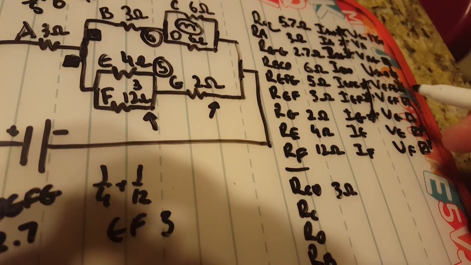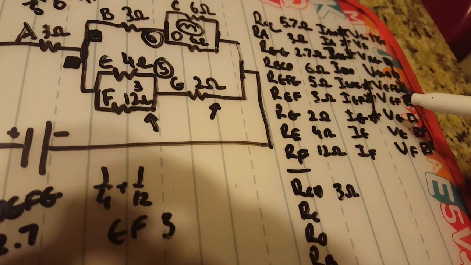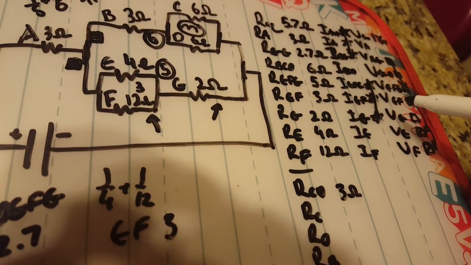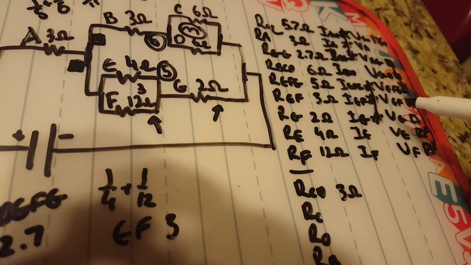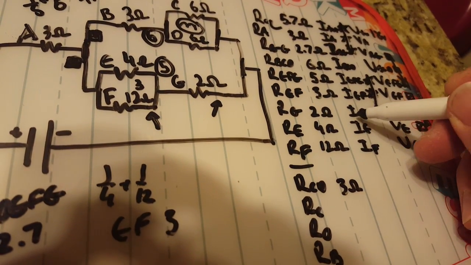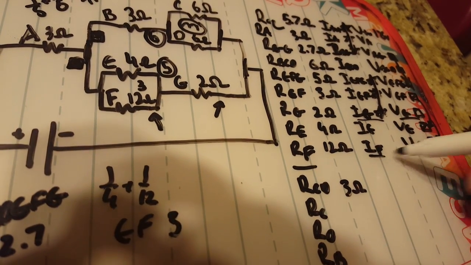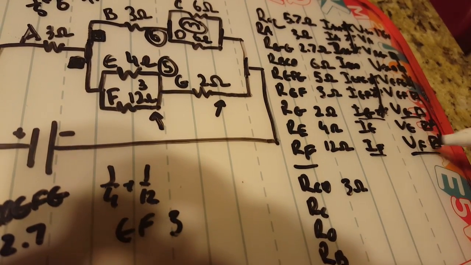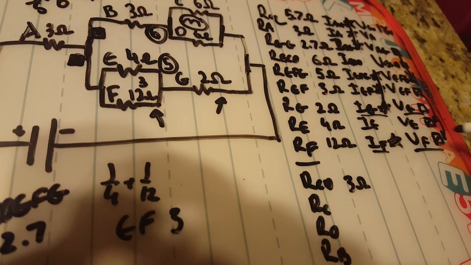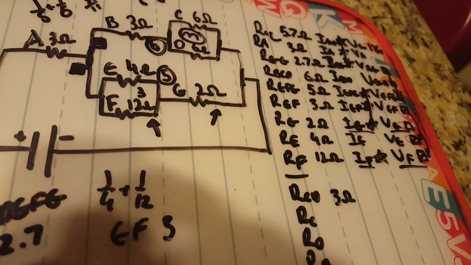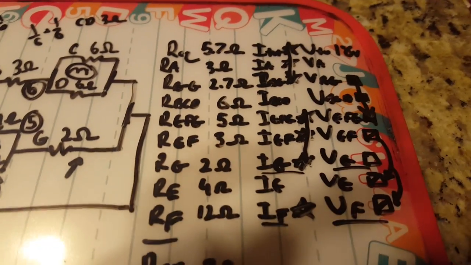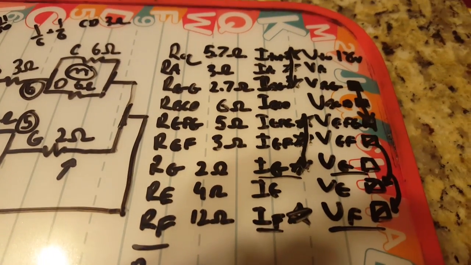Now, let's see. The problem asks us the current in the 2, the voltage in the 2, the current in the 12, the voltage in the 12. So, answer, answer, answer, answer. So now we use Ohm's law and solve for that using those. I know that was a lot of steps right there.